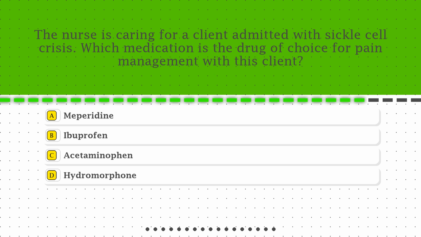Question 10. The nurse is caring for a client admitted with sickle cell crisis. Which medication is the drug of choice for pain management with this client? Option A. Meperidine. Option B. Ibuprofen. Option C. Acetaminophen. Option D. Hydromorphone.